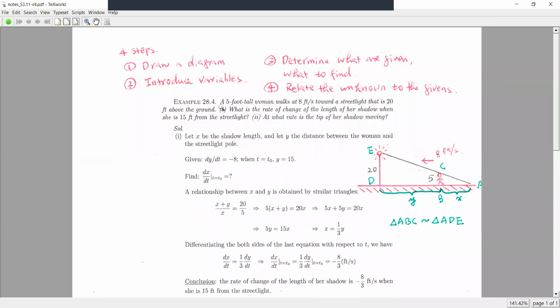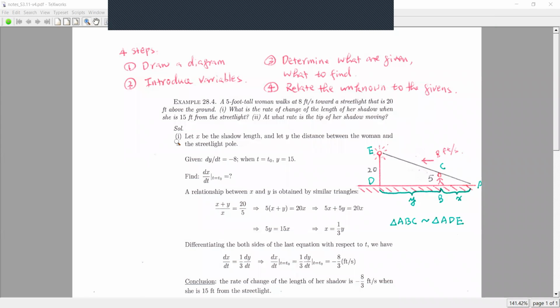Example 4. A 5-foot tall woman walks at 8 feet per second toward a street light that is 20 feet above the ground. Part 1. What is the rate of change of the length of her shadow when she is 15 feet from the street light? Part 2. At what rate is the tip of her shadow moving?